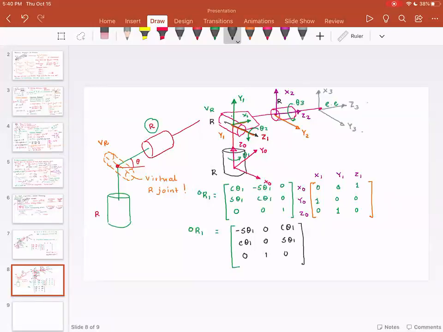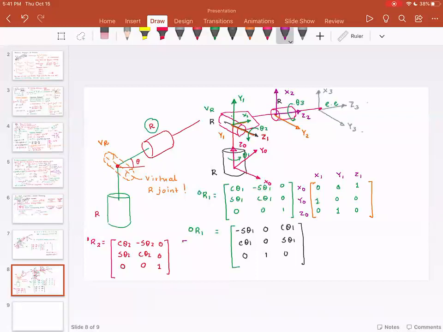Now, here is the next question. And that question is, how do I go from this virtual joint to the next joint? And the idea is the same, 1R2. To find 1R2, I'm going to have, once again, check this out. I'm going to have cosine theta 2, minus sine theta 2, sine theta 2, cosine theta 2, 0, 0, 0, 0, 1.